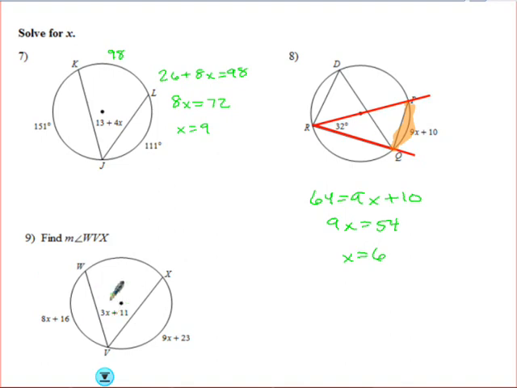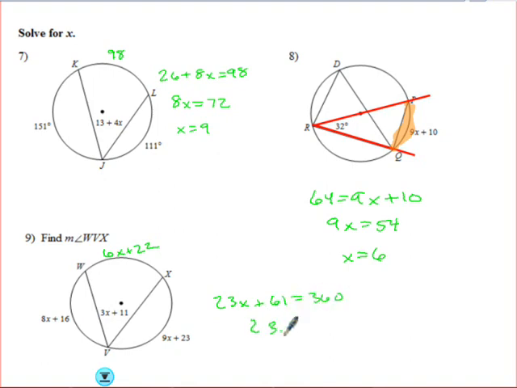Down here, similar problem except a little bit different. We have this angle, so this arc is double that. That's 6x plus 22. At that point, we're just going to add up all three arcs and set them equal to 360. So we have 8x plus 6x plus 9x. So that's 14 plus 9 is 23x. Then 16 plus 22 is 38. Plus 23 is 61.